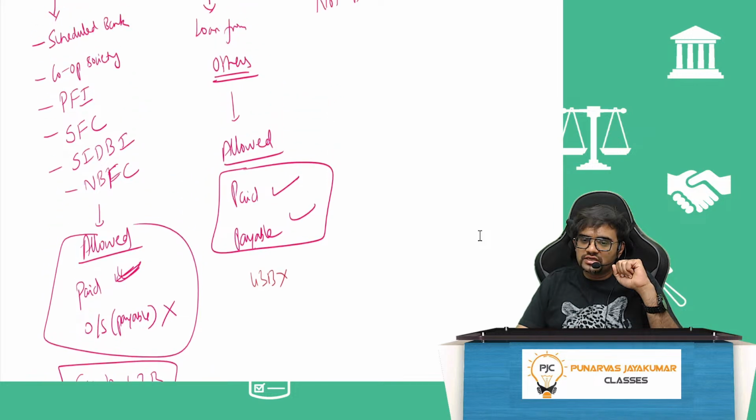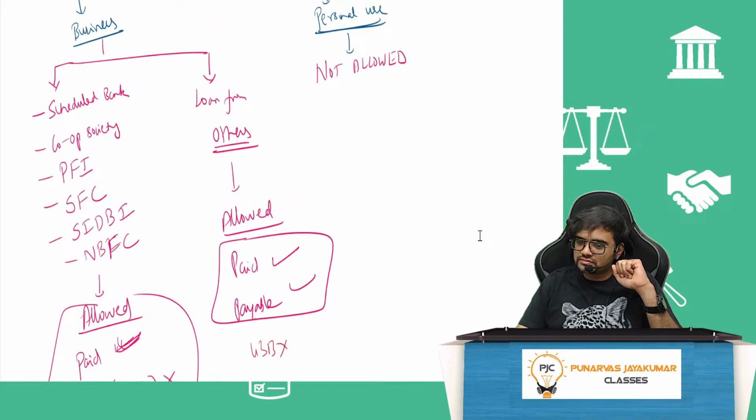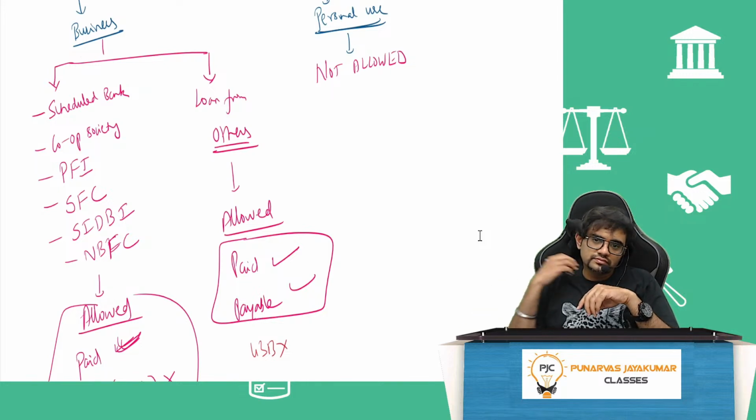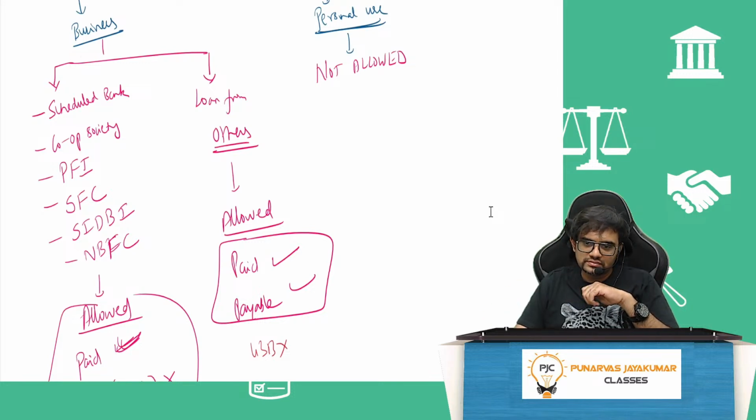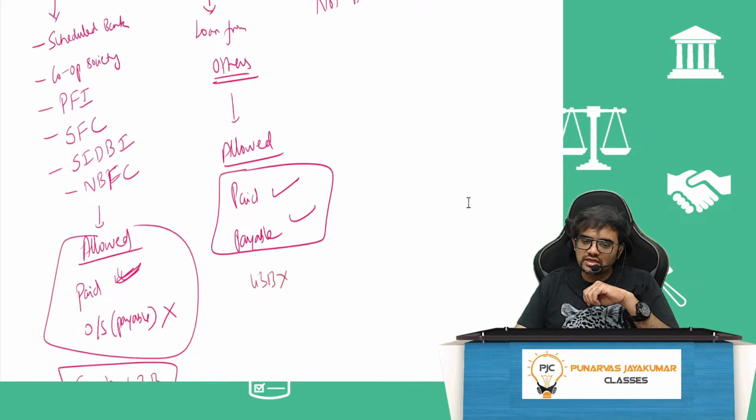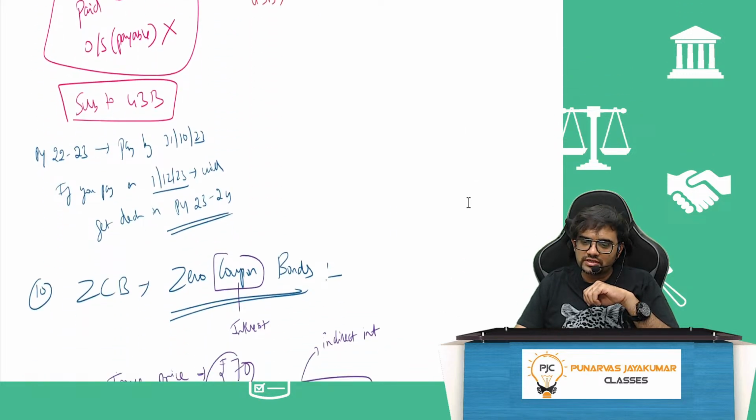If they have taken a loan from a money lender, whether it is paid or payable, both are allowed, because 43B will not come. It is on a payable basis. What is on a paid basis? Scheduled bank, cooperative society, PFI, SFC and all those things. Personal use not allowed, business allowed, subject to 43B.